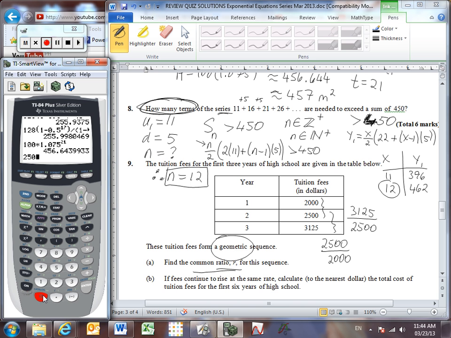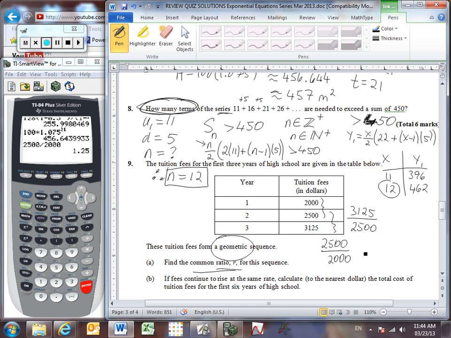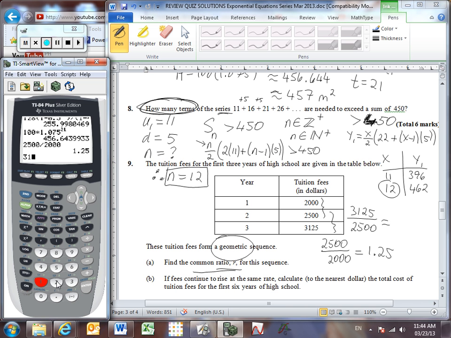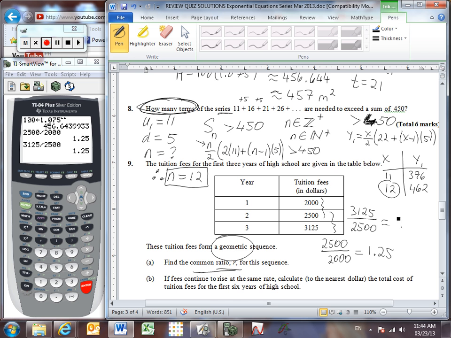So 2,500 divided by 2,000 gives me 1.25, and 3,125 divided by 2,500 also gives me 1.25. So clearly it is a geometric sequence, and clearly the ratio has shown itself to be the same, 1.25.